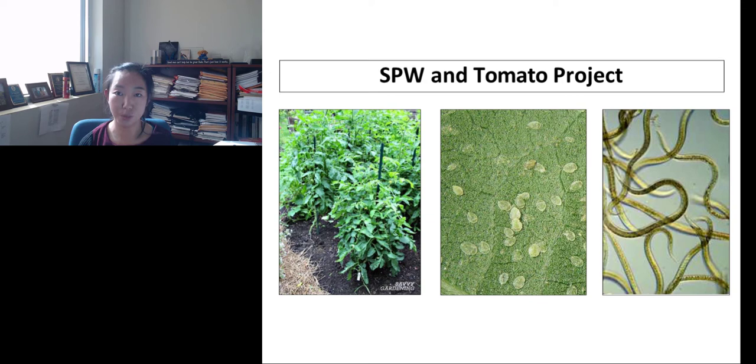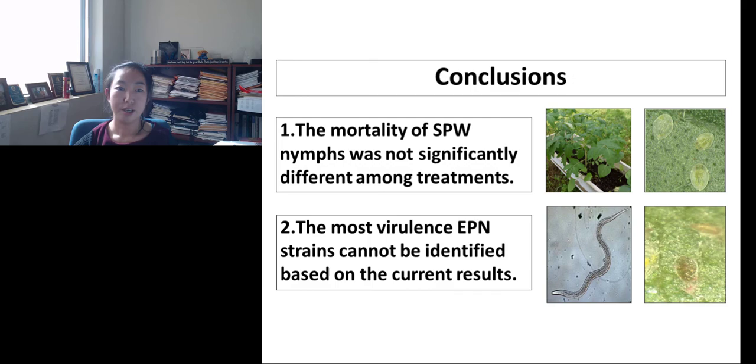After we analyzed the data, we found that the mortality of the sweet potato whitefly nymphs was not significantly different among all the treatments. Also, the mortality of the nymphs was pretty low. So we cannot identify the most virulent entomopathogenic nematode strains against the whitefly on the underside of the tomato leaves based on the current result. So this is for our sweet potato whitefly and tomato project.